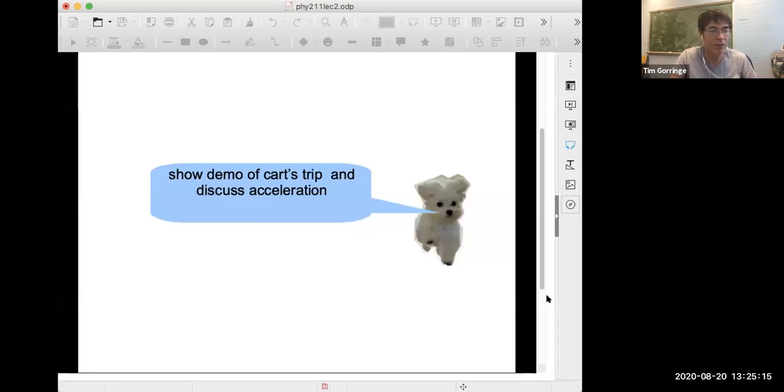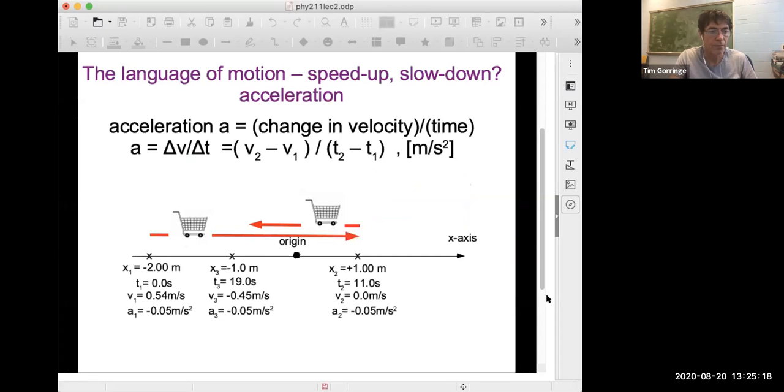Okay, I've gone back to my slides now. So here I want to define acceleration. This is the thing we use to define, for example, speeding up or slowing down. On this slide, I've drawn the reference frame with the cart's motion again, to the right and towards the left. I've written down the positions at the initial, intermediate, and final points, the times for the initial, intermediate, and final points, and the speeds for the initial, intermediate, and final points.